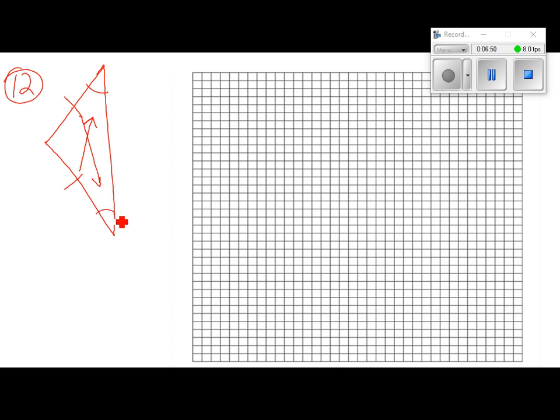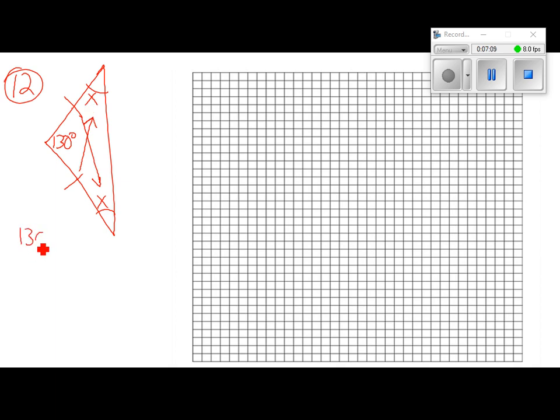Now let's see what they say here. They tell us this angle is 130 degrees. This angle is x. Well, if this angle is x, what does this angle up here have to be? x. What do you know about the three angles of a triangle? They're all equal. So tell me what equation I can set up.